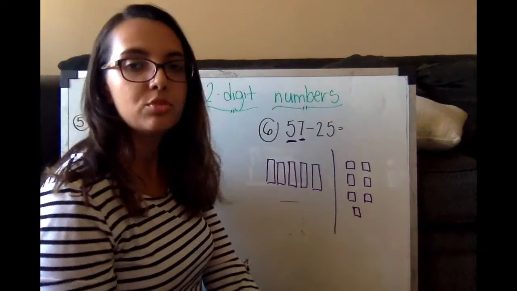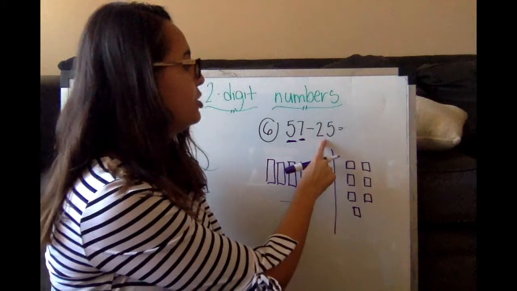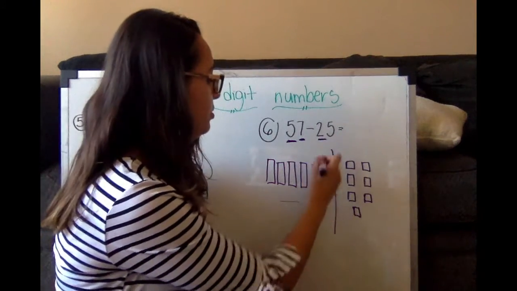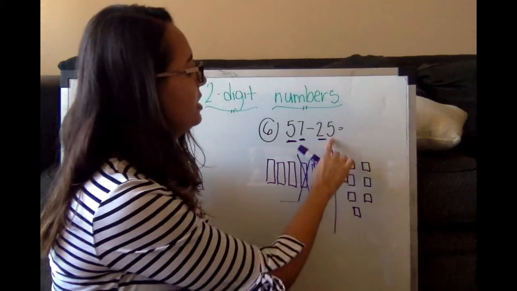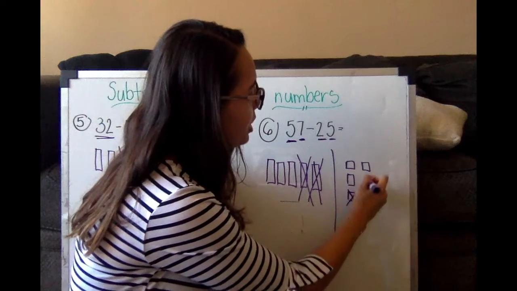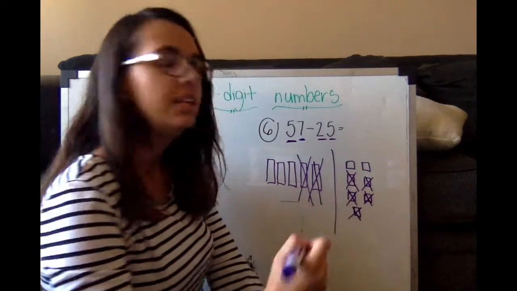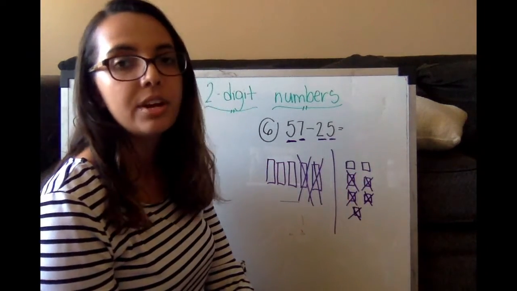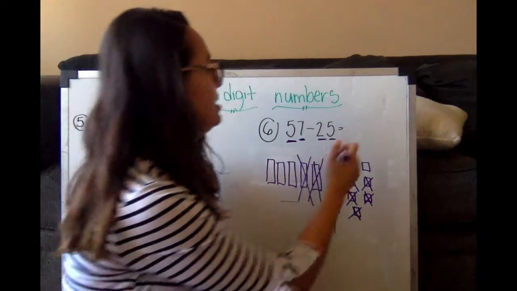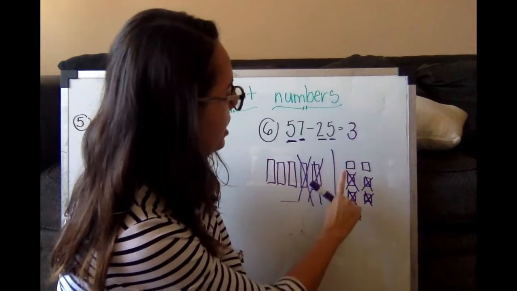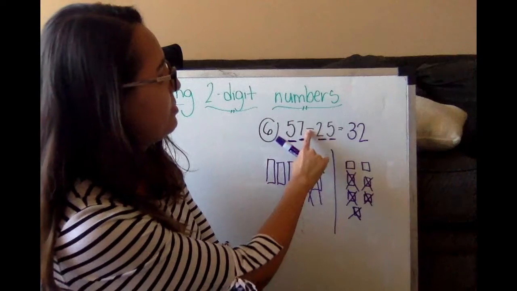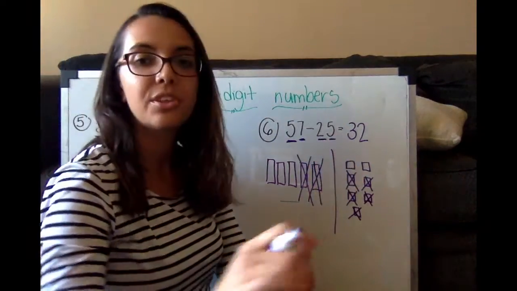So the number that I'm subtracting, the number I'm taking away, is the number 25. And in 25, I see 2 tens, 1, 2, and 5 ones. 1, 2, 3, 4, 5. Let me go ahead and count and see what's left over, and that'll be the answer to my subtraction problem. 1, 2, 3 tens, so 30, and 2 ones, 32. So the answer to 57 minus 25 equals 32.